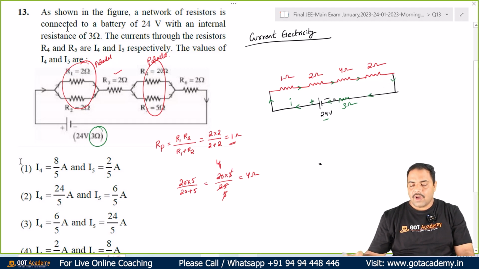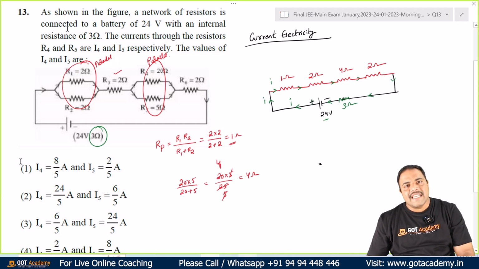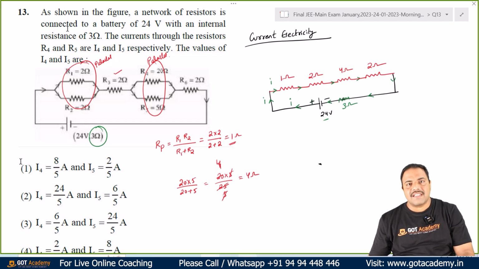So like this, okay? If you observe carefully, whatever current is coming out from this 24 volts, the same current is passing through 1 ohm, and the same current is passing through 2, 4, 2 and this 3 ohms. It means that the current flow is the same, so no doubt all are in series. So now this is nothing but a series combination.